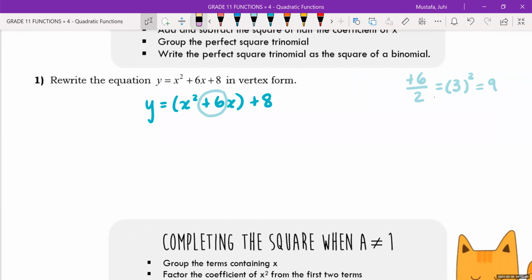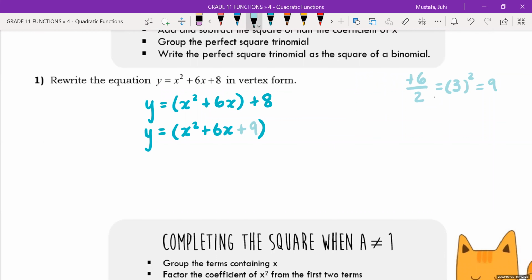Okay, so now we have completed the square and we have a positive 9. Now we need to do something with that. So we're going to write y is equal to x squared plus 6x. And the number we just calculated when we completed the square, we are going to add that with our 6x. We're going to close the brackets.